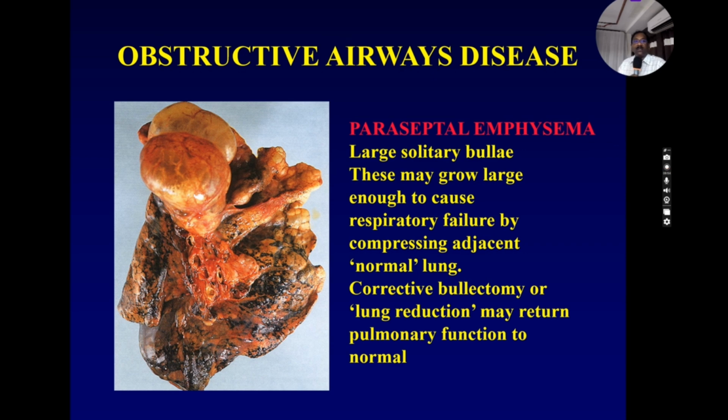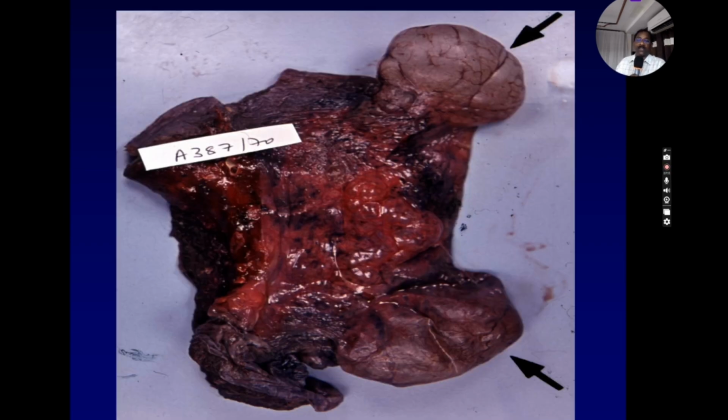See, these are all the large bullae. It's a large solitary bulla. These may grow large enough to cause respiratory failure by compressing the adjacent normal lung. So corrective bullectomy or lung reduction may return the pulmonary function to normal. See, this is an excised bulla.